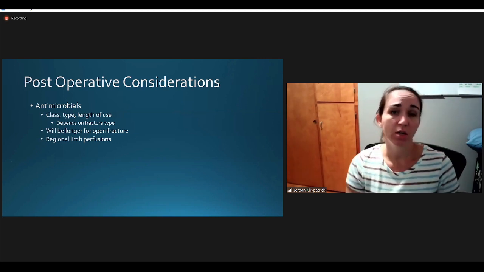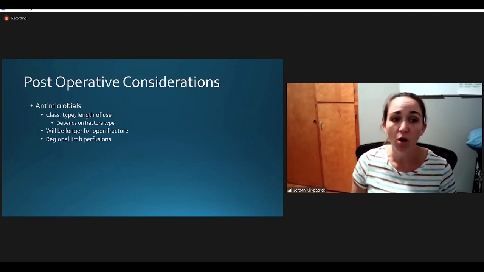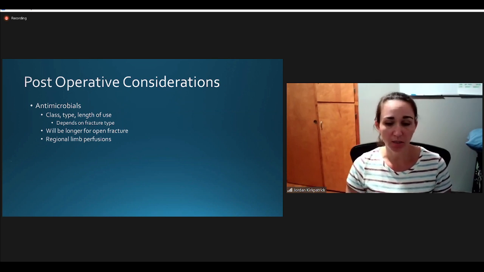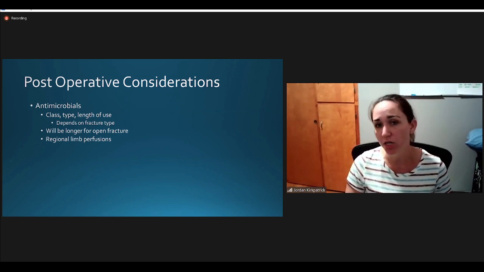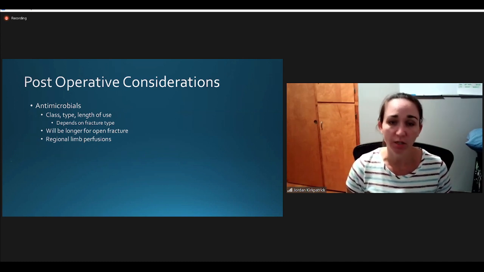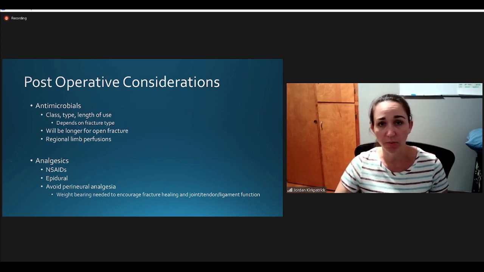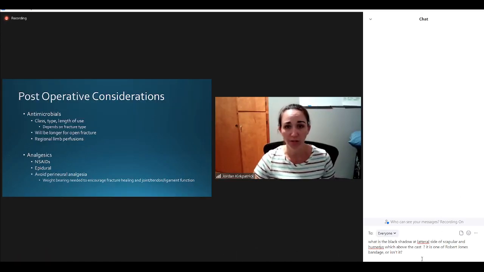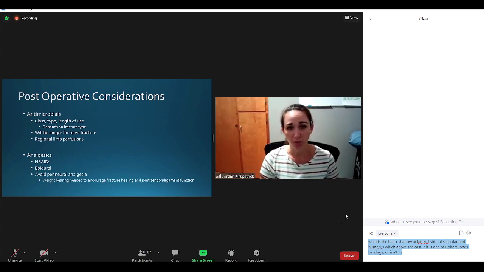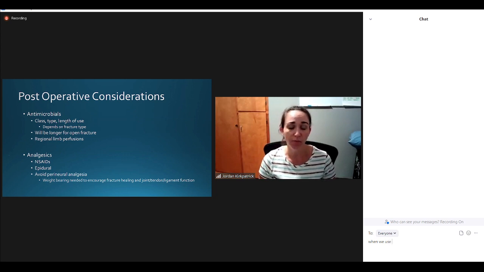Post-operative considerations are antibiotics. So what type do you need to use, and then how long is going to be based on level of contamination, type of fracture, things like that. If it's an open fracture, they're going to be on antibiotics longer. Analgesics, so they're going to be on pain medication. Usually we have them on bute. Some horses might need an epidural, which would be more for hind leg than forelimb fractures. I've never had a fracture patient need an epidural, but it is something that some need.